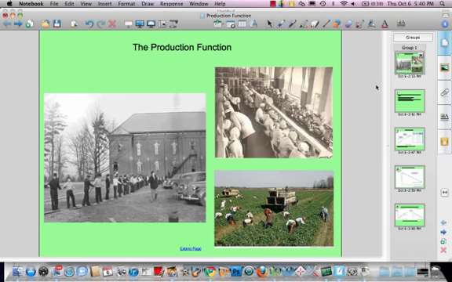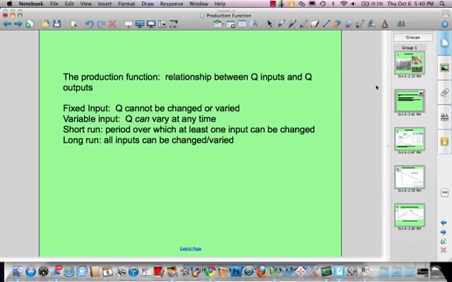Okay, let's talk about the production function. Some definitions first. The production function is the relationship between quantity of inputs and quantity of outputs. Well, what does that mean? What it means is that businesses have to understand and be able to make decisions based on the relationship between the quantity of the inputs that go into their product, so sandbags or ingredients for pizza or whatever it is, and the quantity of outputs, the things that come out of that production process that they can sell.